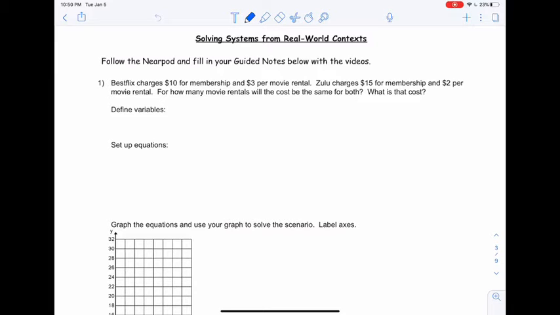First question. BestFlix charges $10 for membership and $3 per movie rental. Zulu charges $15 for membership and $2 per movie rental. For how many movie rentals will the cost be the same for both? What is that cost? Let's define our variables.